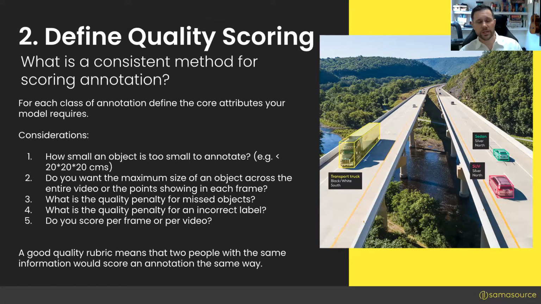So the way you approach this is you look at each class of annotation, you define the core attributes your model requires. Is this direction of travel? How tight the box should be? What class attributes about them do I need to include? Some considerations here are how small an object is too small. Is it a 20 centimeter by 20 centimeter by 20 centimeter? And your scenario list should be able to help you define this. And then also you want to say how far away from you is too far.